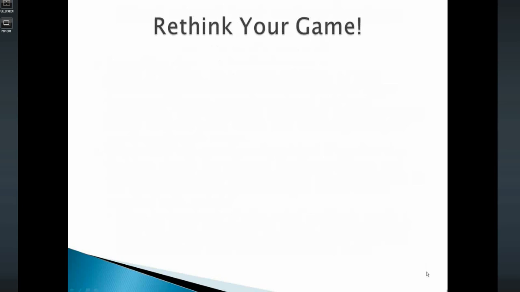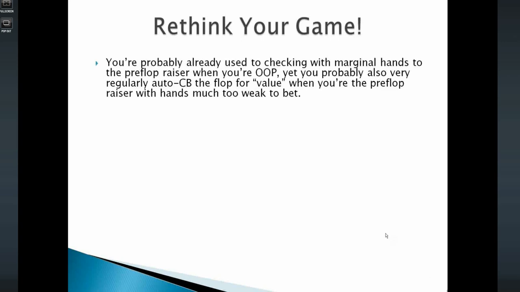So if you're like me, then once you start to realize all this stuff, what you really need to do is you need to rethink your game. You're probably already used to checking with marginal hands to the preflop raiser when you're out of position. Yet you probably also very regularly auto c-bet the flop for value when you're the preflop raiser with hands too weak to bet.